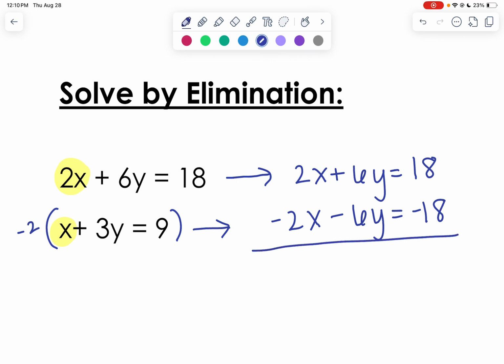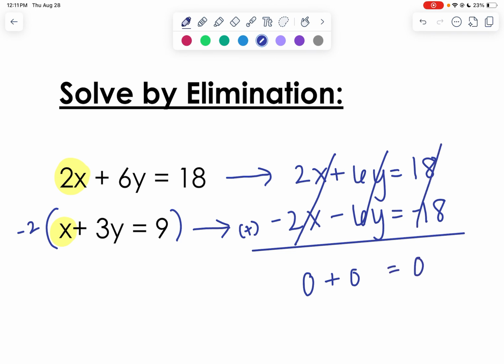And when I go to add those together, the x's should cancel out, and they do. 2x minus 2x cancels to 0. The 6y's cancel to 0. And then the 18's cancel to 0. So I get that 0 equals 0.